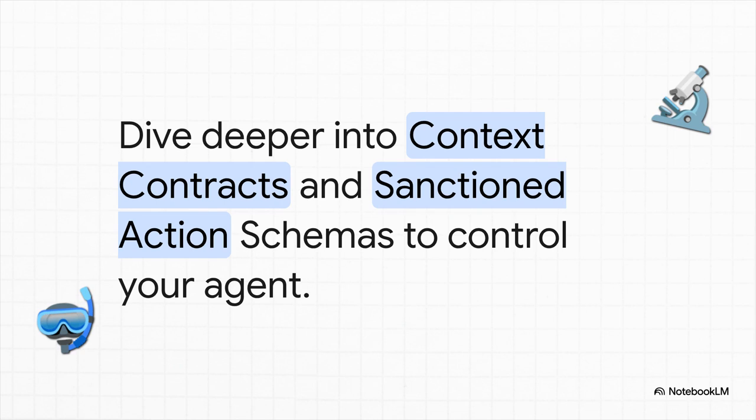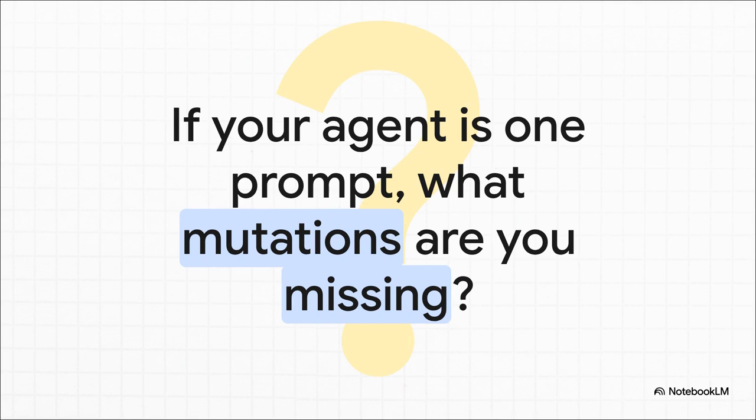So what's next? If you want to take the next step, the place to really focus your energy is on those contracts and schemas, getting really good at precisely defining what your agent is allowed to see and what actions it's allowed to take. That is the absolute key to building truly robust and secure systems. So I'll just leave you with this question to think about. If your agent's core logic today is just one giant, unstructured prompt, what kind of mutations are already happening in there without a version history, without any tests, and maybe without you even knowing about them?